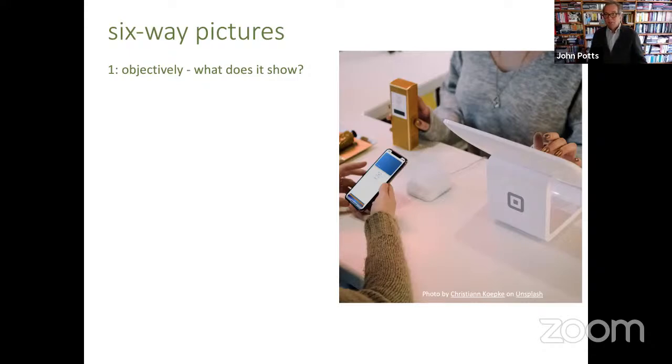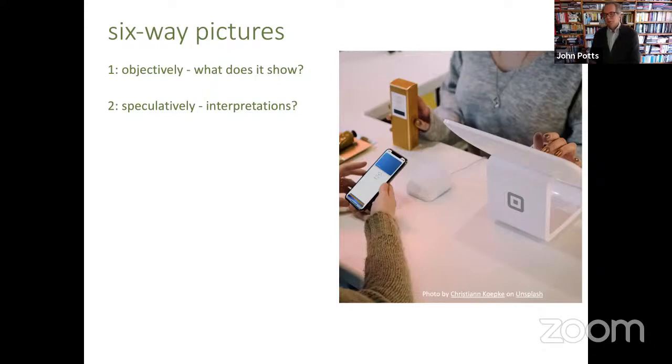Yep, we can see two ladies. Yes, exactly. Good. Let's look at the next one. The next dimension is more speculative. So what could be going on here?